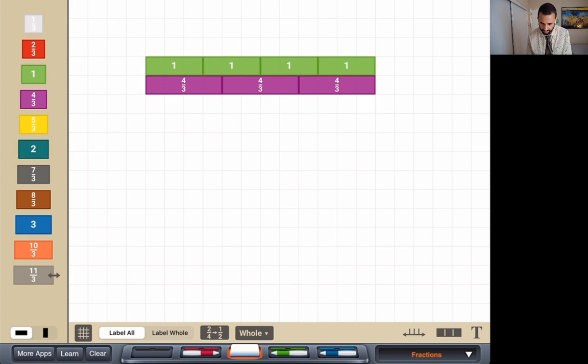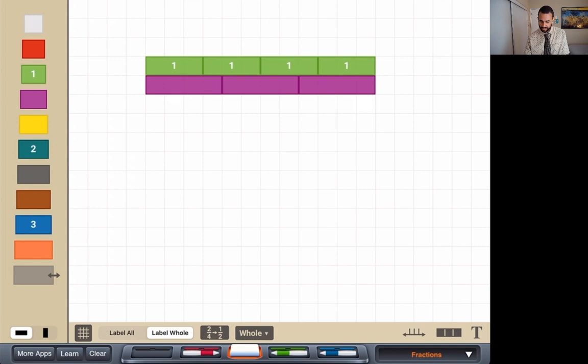2/3 of 4. Let's see. This is why I don't like the labels now, because that's 4/3 of the unit. But in this case, we're trying to do 2/3 of 4. So each one of those things is actually representing a third. So I'm going to turn off the labels for a minute. So we need 2/3 of 4. And that occurs right here. Why? Because this is one thing.